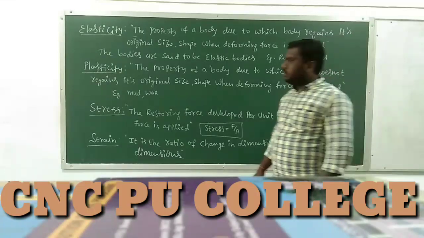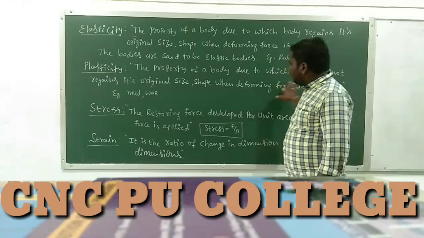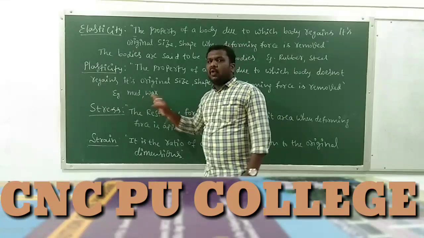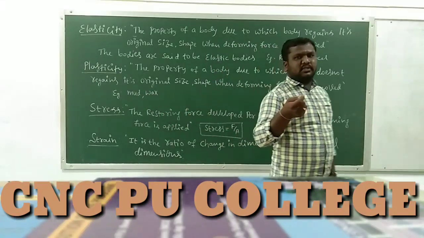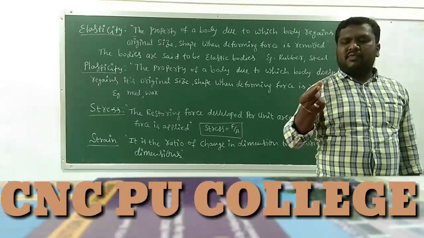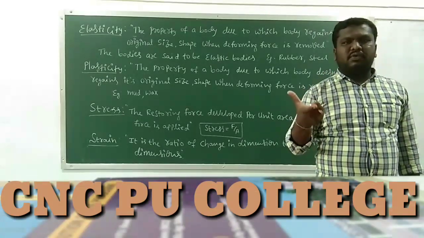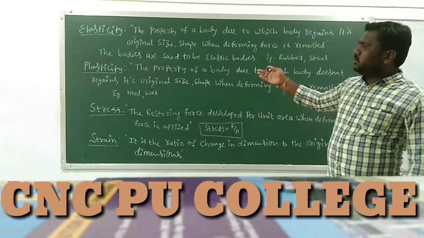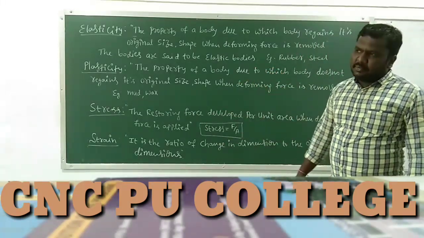Such bodies are called plastic bodies, and here we can take the examples of mud and wax. If you press wax by applying some force, and after removing that applied force, it doesn't change its shape. So such bodies are said to be plastic bodies.